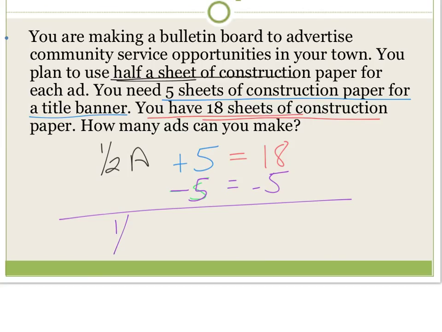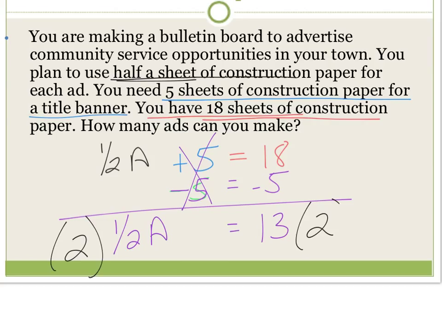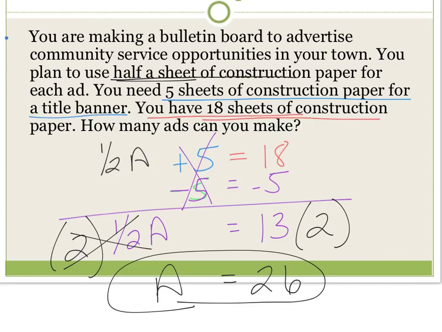So on the left, I have 1/2 a. The 5's will cancel out, equals 13. Now to get rid of the 1/2 a, I'm going to multiply by the reciprocal to make it 1. I could divide by 1/2, but multiplying by the reciprocal is going to give me the same thing. So I'm going to multiply both sides by 2. 2 times 1/2 is 1, so I have 1a equals 26. So a equals 26 in this case. That's how many ads I can make with 18 sheets of paper.